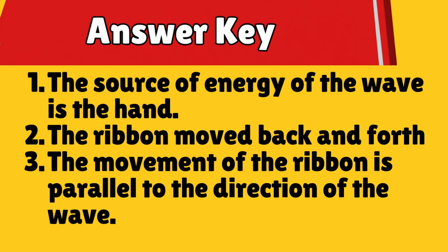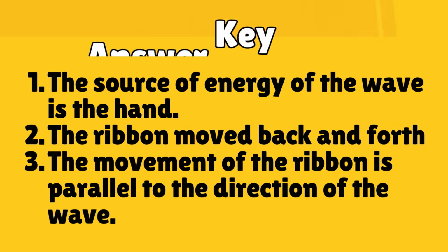Number 1, the source of the energy of the wave is the hand. So the hand provides the energy. It oscillates, or it keeps moving back and forth. Second, as the wave passed by, the ribbon moved back and forth. And lastly, the movement of the ribbon is the same as the direction of the wave. So if they have the same direction, we can say that they are parallel. So the movement of the ribbon is parallel to the direction of the wave.